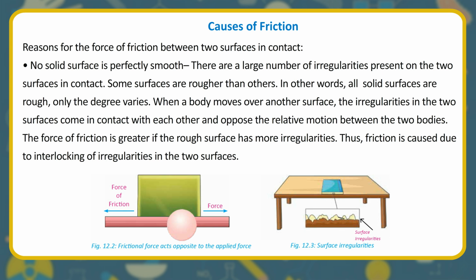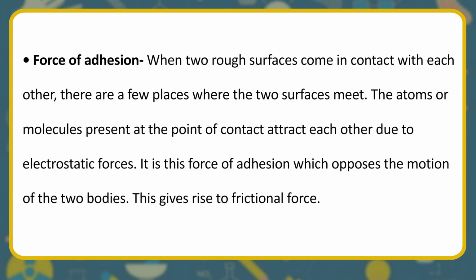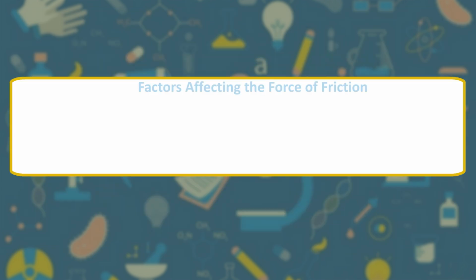Force of friction. Force. Surface irregularities. Force of adhesion. When two rough surfaces come in contact with each other, there are a few places where the two surfaces meet. The atoms or molecules present at the point of contact attract each other due to electrostatic forces. It is this force of adhesion which opposes the motion of the two bodies. This gives rise to frictional force.